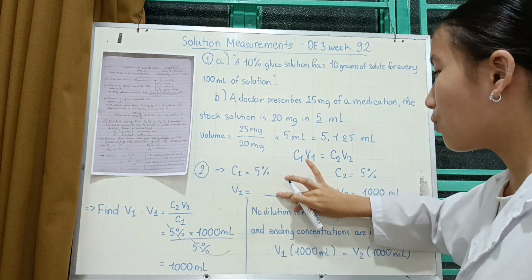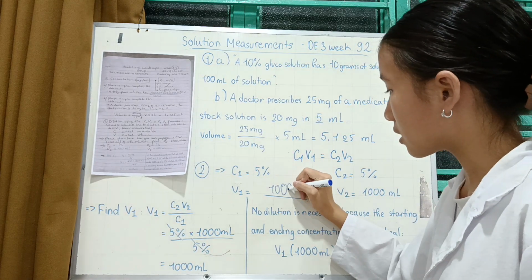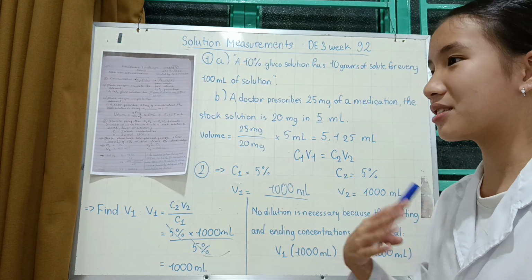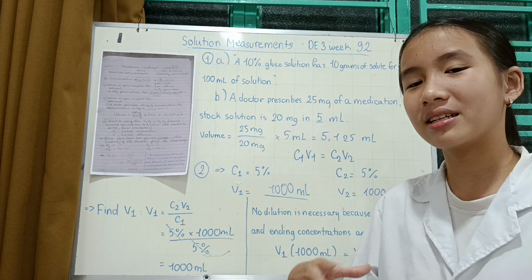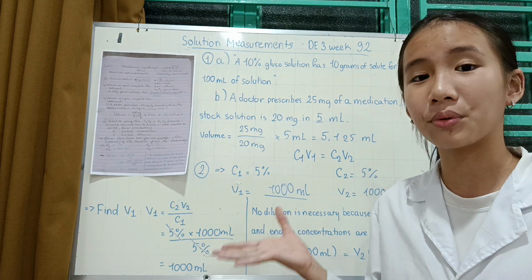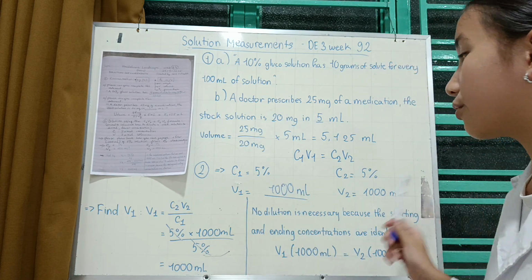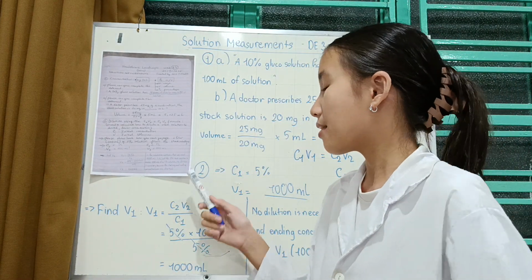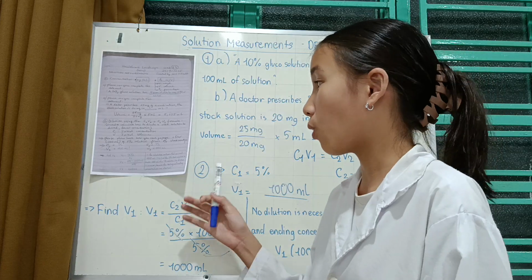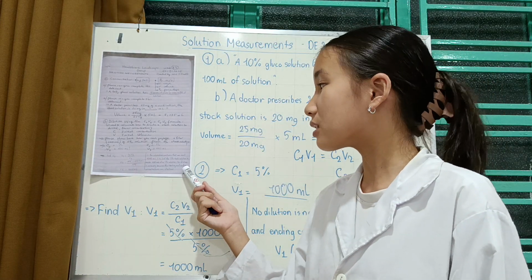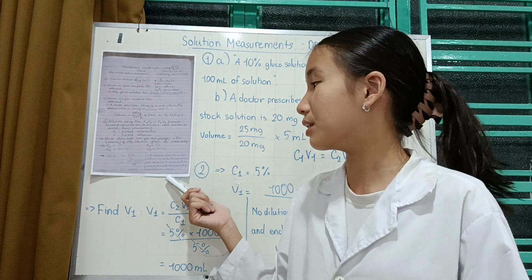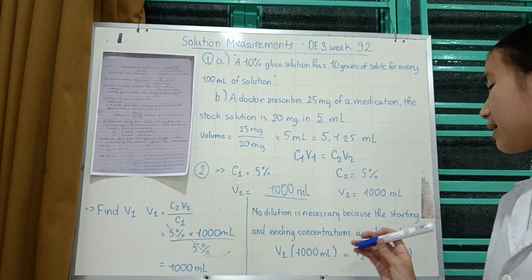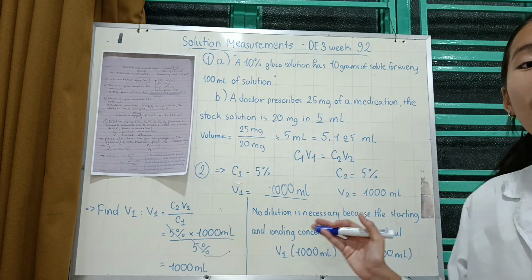So V1 is 100 milliliters. I think this is a trick question, and there's not really a problem to answer. So I wrote out the statement that the calculation confirms that we need 1,000 milliliters or 1 liter of the 5% stock solution to make 1,000 milliliters of a 5% solution. No dilution is necessary because the starting and ending concentrations are identical.